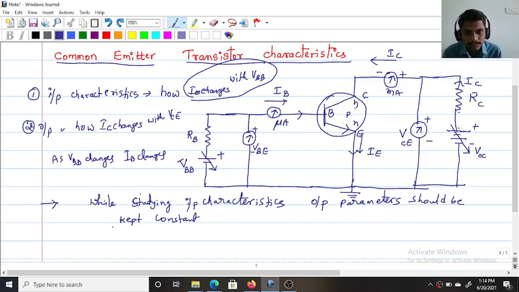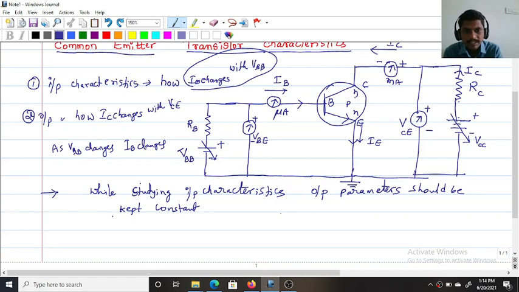So when you are changing this VBB voltage, IB also changes, but this VCE should be kept constant. Under this constant collector to emitter voltage, we have to vary VBB so that IB changes. But when VCE changes, the base current also changes. That is why, while studying input characteristics, output parameters should be kept constant.